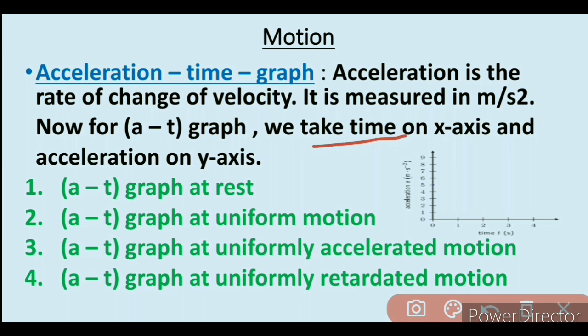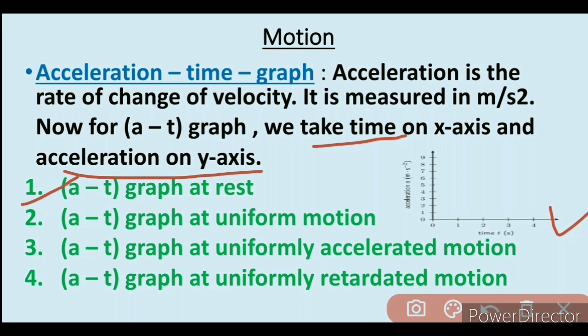and we always take the independent variable on the x-axis, and acceleration on the y-axis because acceleration is a dependent variable, and the dependent variable is always taken on the y-axis. Now we have four cases of acceleration time graph.